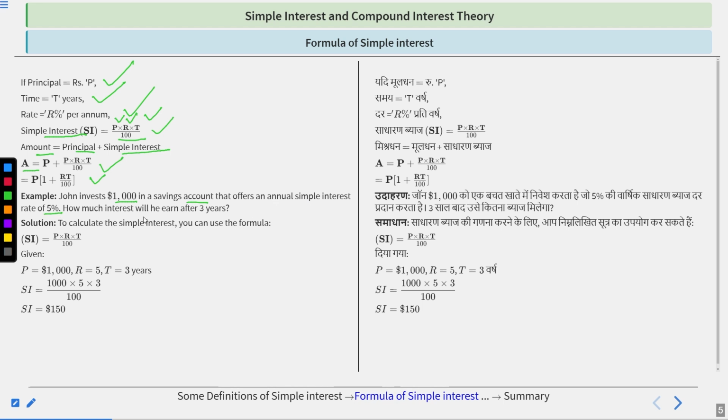For example, John invests $1,000 in a savings account that offers an annual simple interest rate of 5% per annum. How much interest will he earn after 3 years? To calculate the simple interest, we use the formula SI equals PRT upon 100. P is 1000, R is 5%, and T is 3 years. Putting in the values, 1000 multiplied by 5 multiplied by 3 upon 100, we get simple interest of $150.